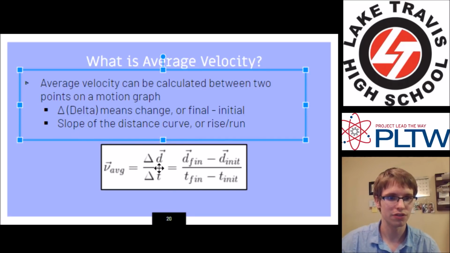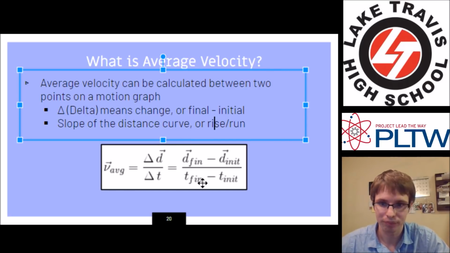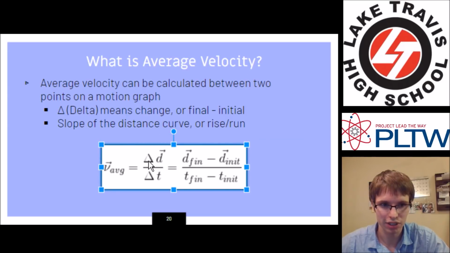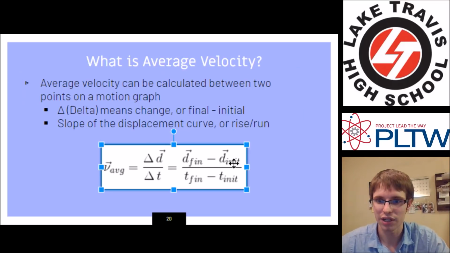So it means change. And you can also use this formula to remember that this is the slope of the curve, or rise over run, the slope of the motion graph plotting distance or displacement, really. So you can take this average velocity by taking the final displacement minus the initial displacement. This is actually displacement, I'll change it here. Change is always final minus initial. And then divide it by the final time minus the initial time.